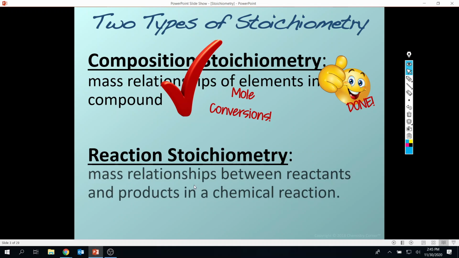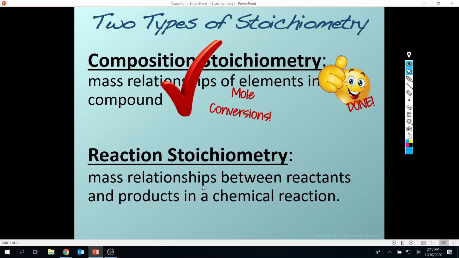Reaction stoichiometry is the mass relationships between reactants and products. And that I do care that you know about. That is what we are going to be learning. That's actually a decent explanation of stoichiometry in general. Mass relationships between reactants and products in a chemical reaction.